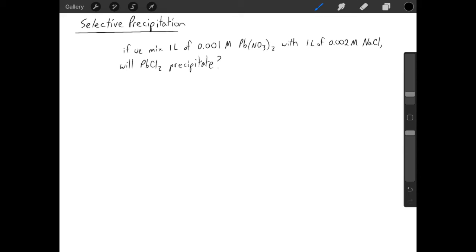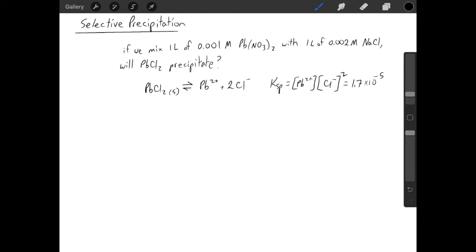So a very straightforward question of this type is, if you have a liter of 0.001 molar lead nitrate, and you mix it with 1 liter of 0.002 molar sodium chloride, will any lead chloride precipitate? You'll need to have the lead chloride solubility equilibrium and the KSP in order to answer this question. The solubility equilibrium and the equilibrium expression are pretty easy to write, and we can look up the K value from the table at the back of your textbook.